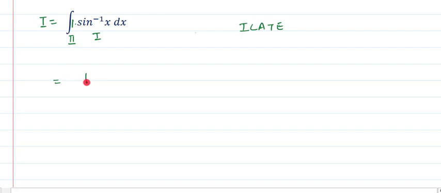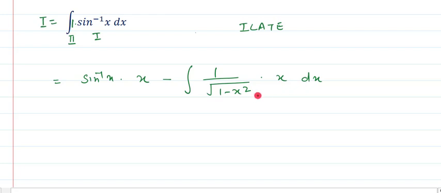Is equal to first function, that is sine inverse x, into integration of second, which is simply x, minus integration of differentiation of sine inverse x, which is 1 upon square root of 1 minus x square, into integration of second, which we have already calculated, x, and then again the integration of this product. Okay, now it is the same rule that you have already done. Just think about which rule you can use to calculate the integration of this integral.